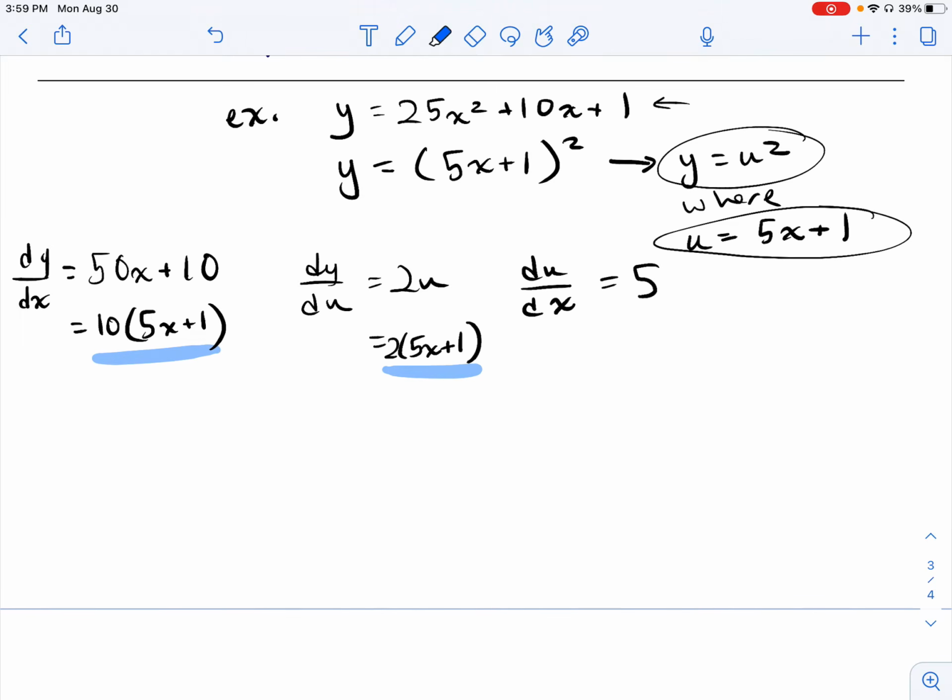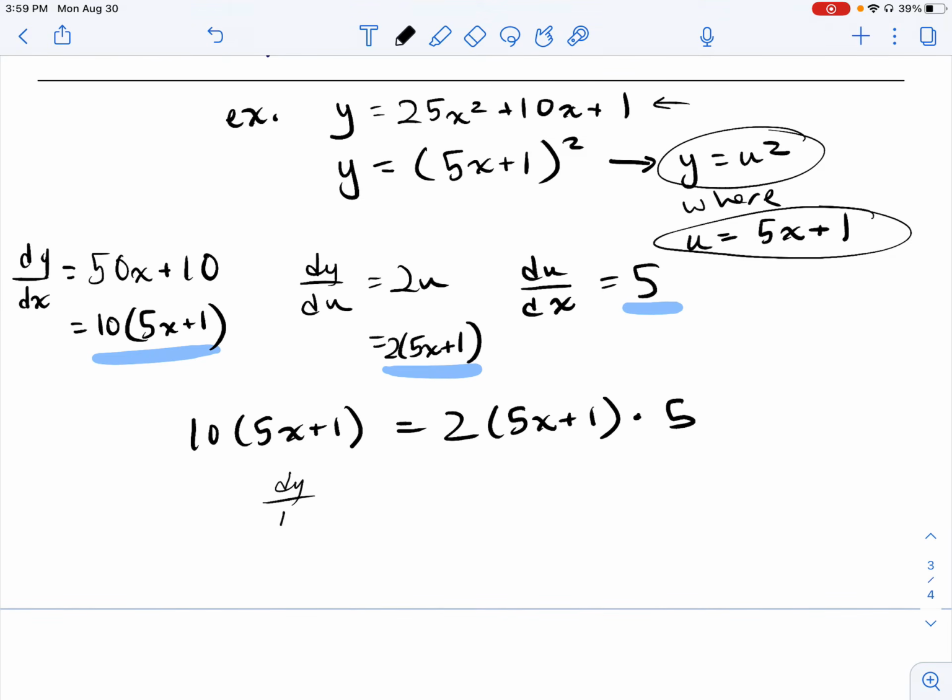Now go ahead and look at the relationship between these. We can say that 10 times 5x plus 1 is indeed equal to 2 times 5x plus 1 times 5. In other words, dy dx is equal to dy du times du dx. To find the derivative of our original function y with respect to x, it is equivalent to finding the derivative of this function with respect to our inner function, times the derivative of our inner function with respect to the original independent variable x. The derivative of the outer times the derivative of the inner.